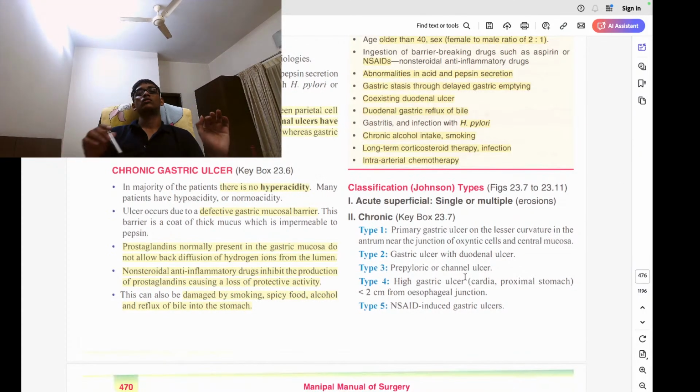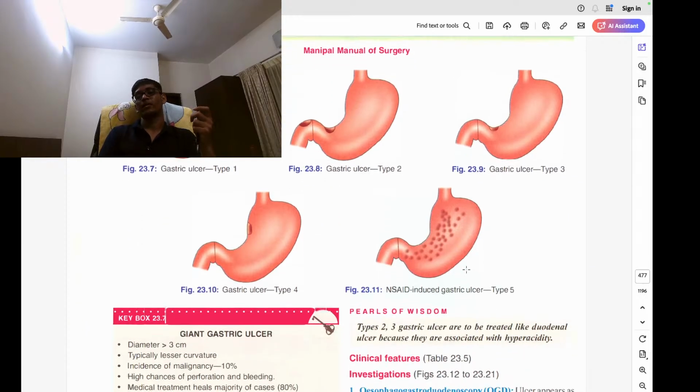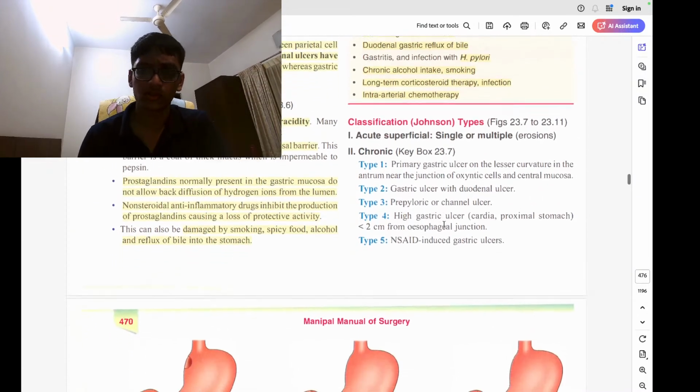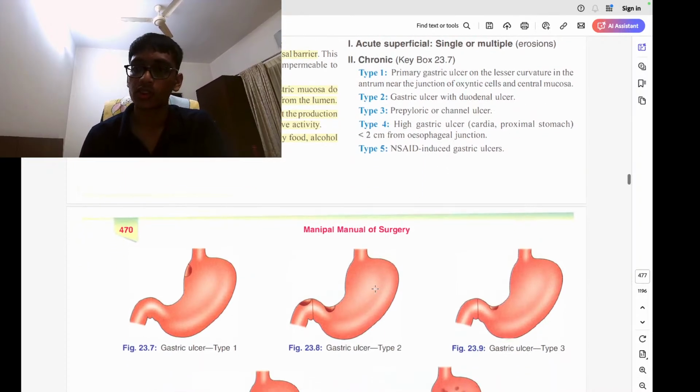So classification, you have Johnson types. First, acute superficial, single or multiple erosions. Then you have chronic: type 1, type 2, type 3, type 4, and type 5. These images might be better. As I see, type 1 is on the lesser curvature of the antrum near the acid-secreting mucosa. Type 2 is with duodenal ulcer.